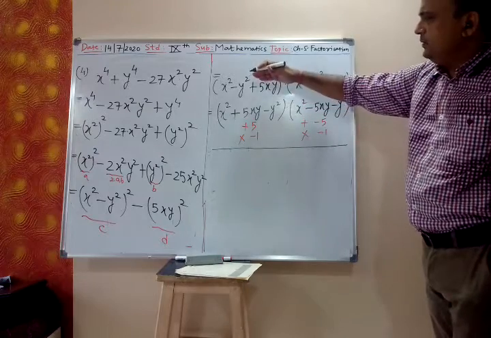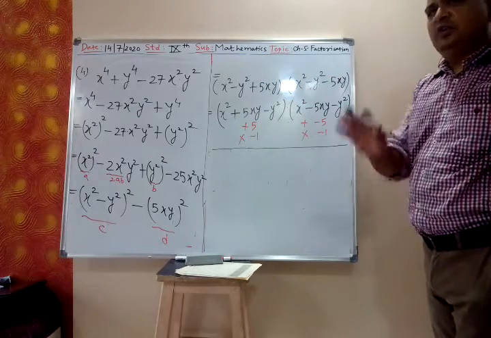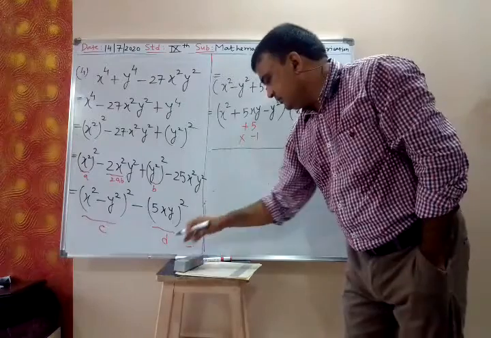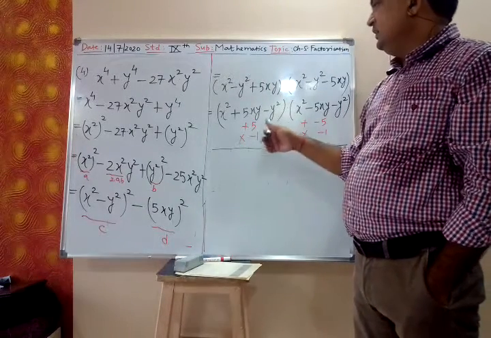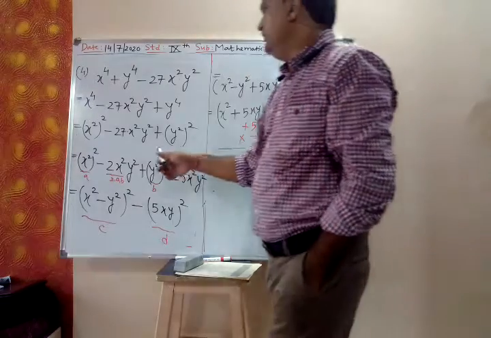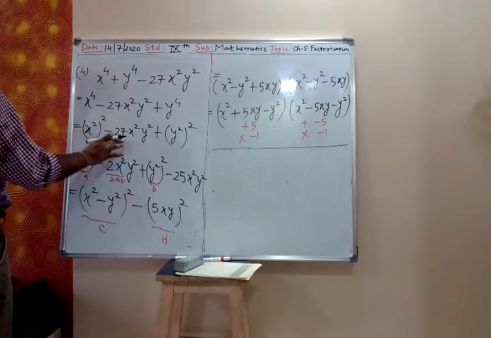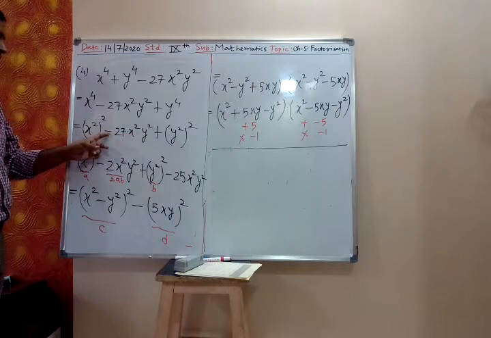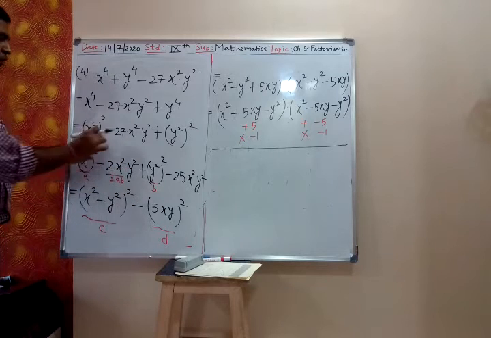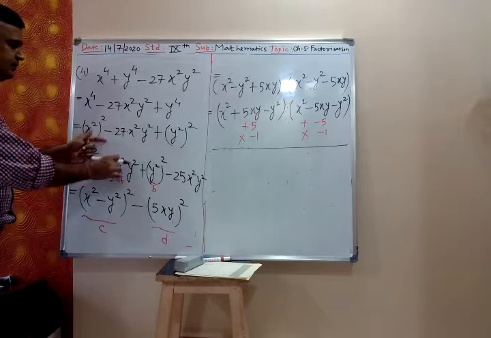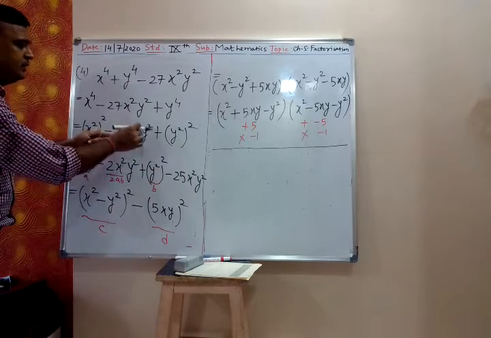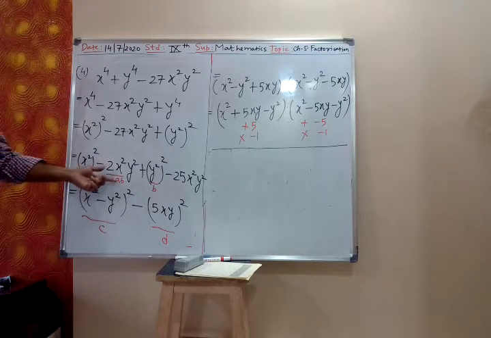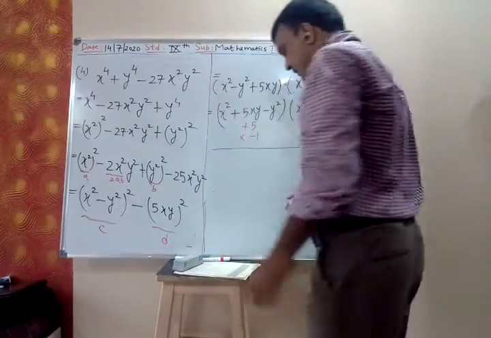Even if you stop there in the first step only, it is okay. No need of doing the arrangement. Which step? This step. Minus 27 x square y square: I have written minus 2 x square y square, taking minus 2 from minus 27. So minus 25 is left, so minus 25 x square y square I am writing, so that it becomes a square minus 2ab plus b square, which I can write as a minus b whole square.